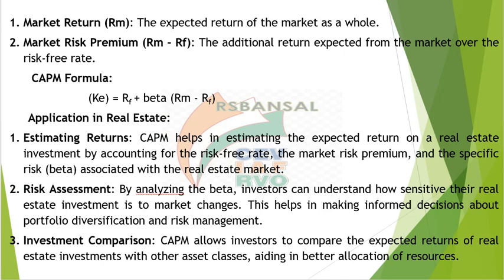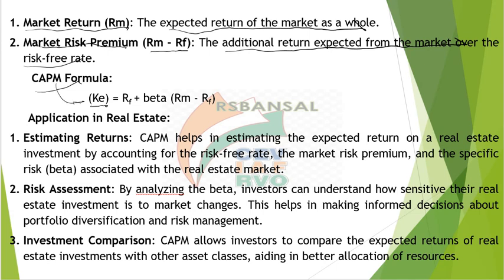The second thing in this case is the market rate of return, which we denote with RM, the expected return of the market as a whole. Then market risk premium. What is market risk premium? RM minus RF means additional return expected from the market over the risk-free rate. So the CAPM formula: we denote it with KE, and it equals RF plus beta multiplied by RM minus RF.